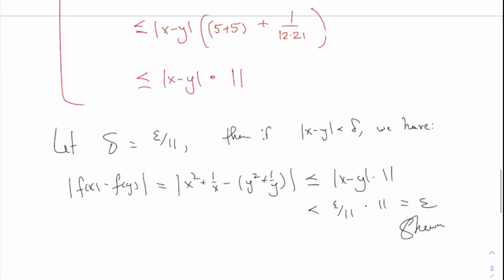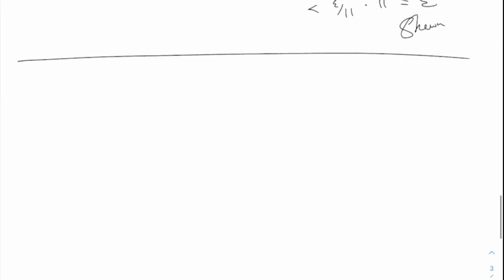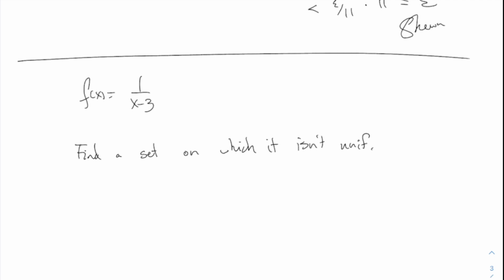Let's do an example. I got one for you to try. This is somewhat simpler than that. How about f of x equals 1 over x minus 3? I would like you to find a set on which it isn't uniformly continuous and prove it. So you choose the set on which it isn't uniformly continuous and prove it. And then, same thing, but find a set where it is uniformly continuous.